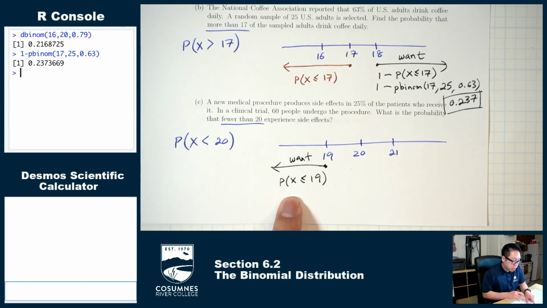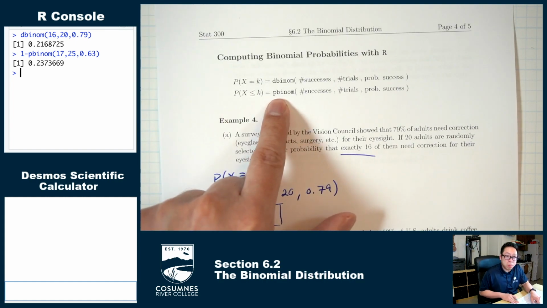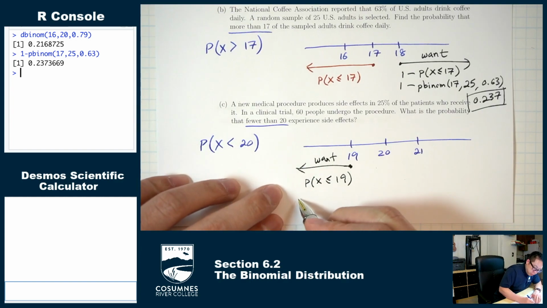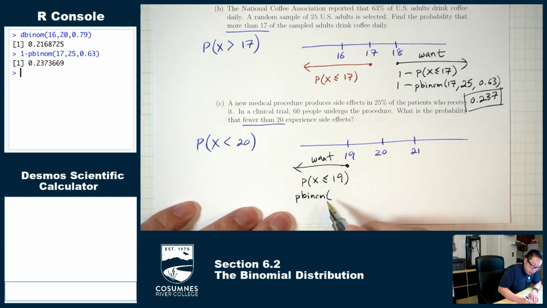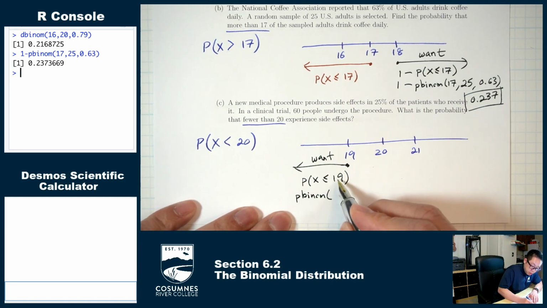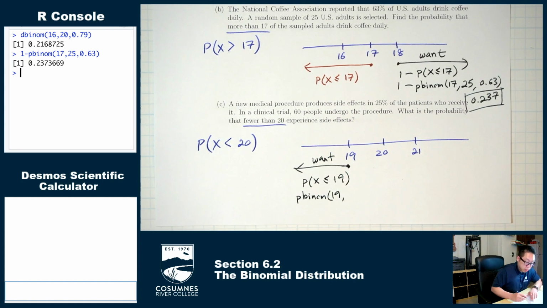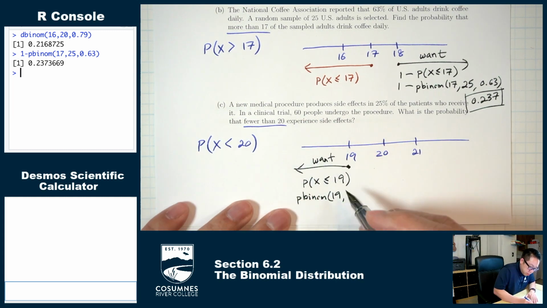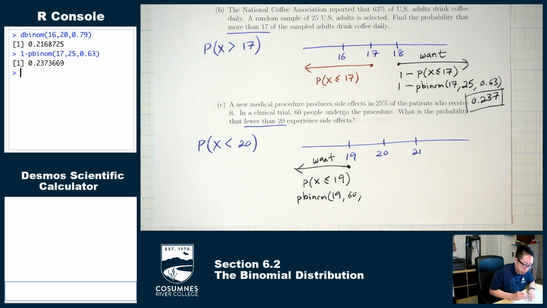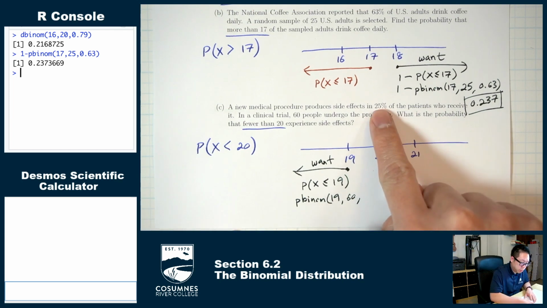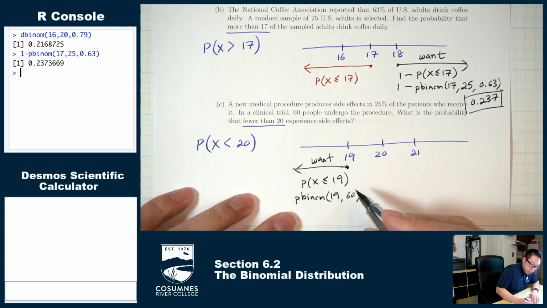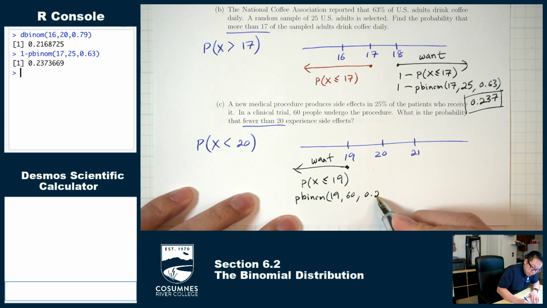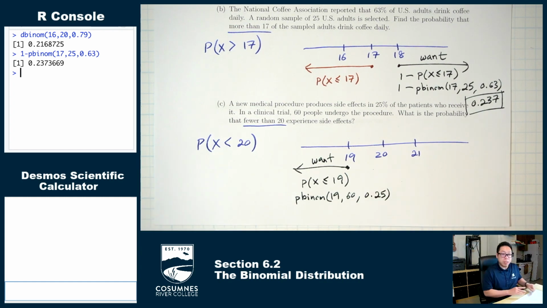So less than or equal to 19 would be p-binom. Number of successes is this number here, that's 19. Number of trials is how many people total, 60. Probability of success, 25%, as a decimal is 0.25. And that's what I need to type into R.